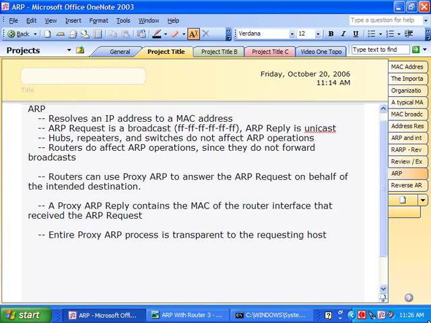Hubs, repeaters, and switches do not affect the operation of ARP. Routers do, because they don't forward broadcast. So a router can use Proxy ARP to answer that ARP request on behalf of the intended destination. And the Proxy ARP reply is going to contain the MAC of the router interface that received the ARP request. And the entire Proxy ARP process is transparent to the requesting host. That's a term you'll bump into a great deal in networking, transparent, and that just means the host doesn't know about it. That's all we mean by that.